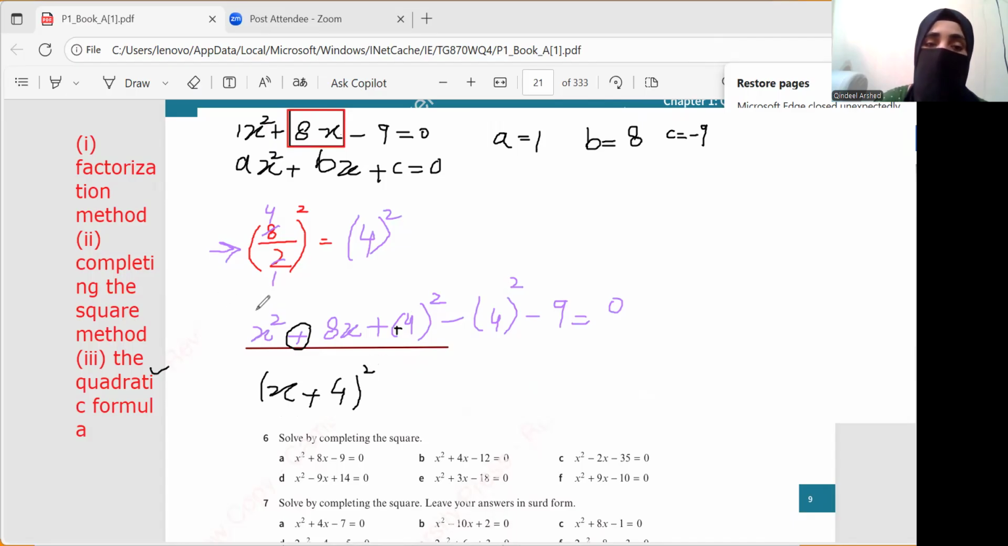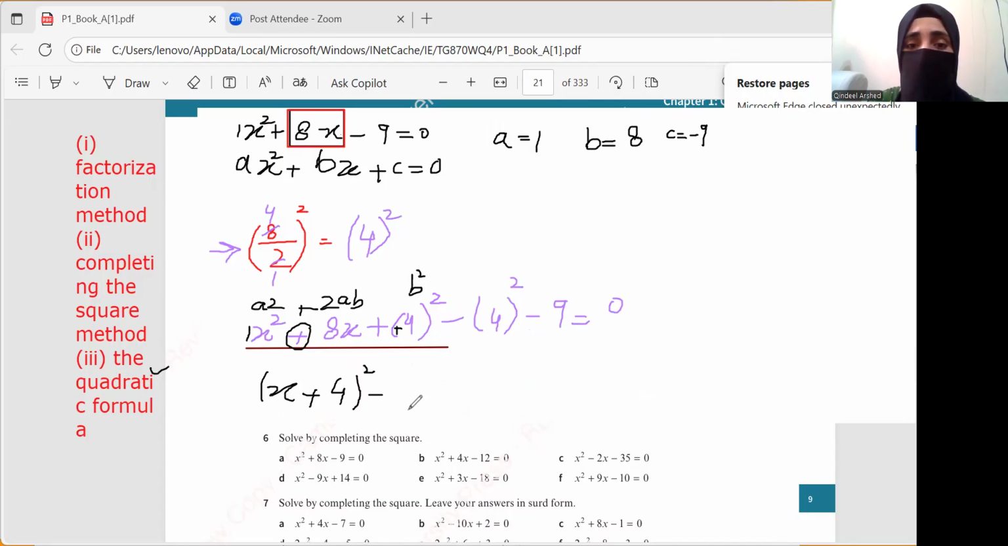If you carefully analyze, this term is a square, this term is b square, and in between, the term written is 2ab. Here the value of a is 1 and the value of b is 4. So if you multiply 4 into 2, your answer is 8. So here we just close the formula. And now the remaining terms we just want to simplify.